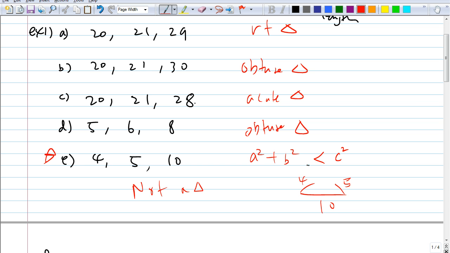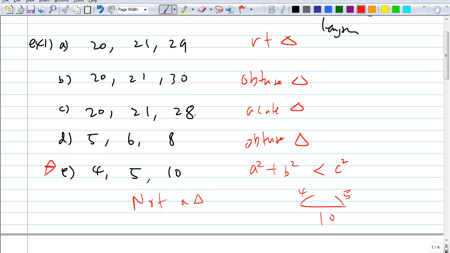Remember, in order for these lengths to form a triangle, the sum of the two sides must be greater than the third side. Okay, so please be careful. I just put that in because I want you to be careful. You have to have a triangle first to be able to tell whether it's right or obtuse or acute. Any question? Can you do something like this for your homework tonight? Yeah. All right, good.